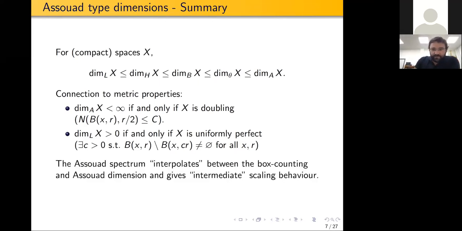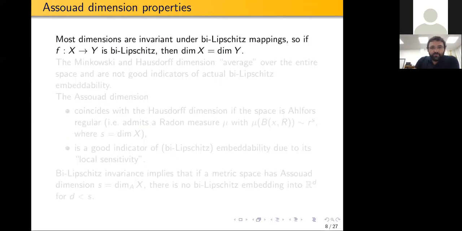Okay, so much for dimension theory, I think. No, oh, there's more. Right, so the Assouad dimension has an application for embedding theory, and this relies on the fact that all of these common dimensions are bi-Lipschitz invariants.